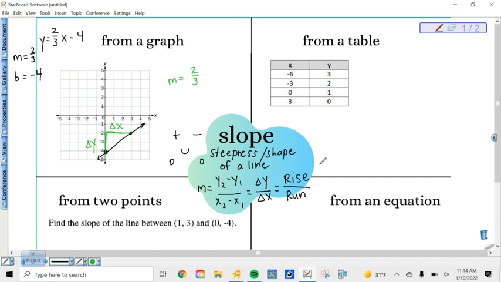So, any ideas on where to start? Yeah, Corbin. You want to do that m equals y2 minus y1. And then over x2 minus x1. And then you have to divide it. Yep, that's exactly it.